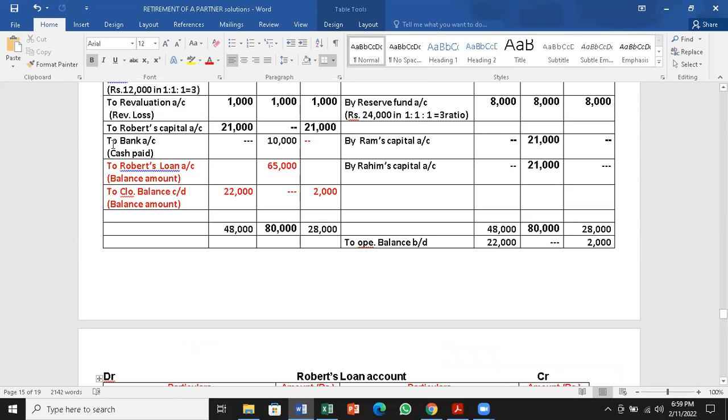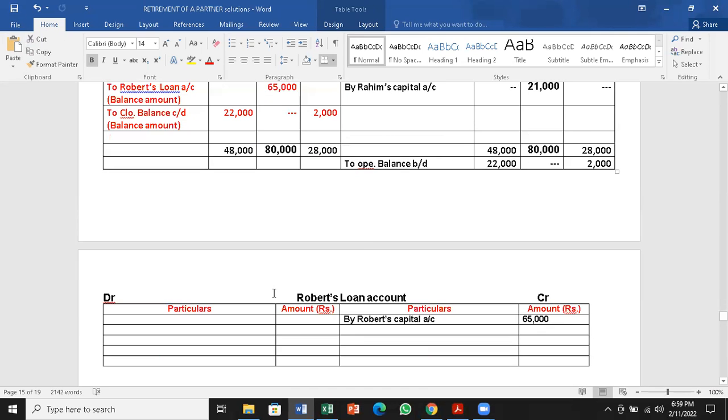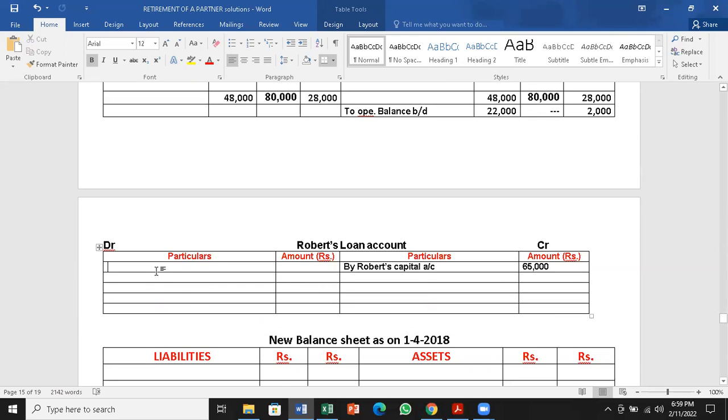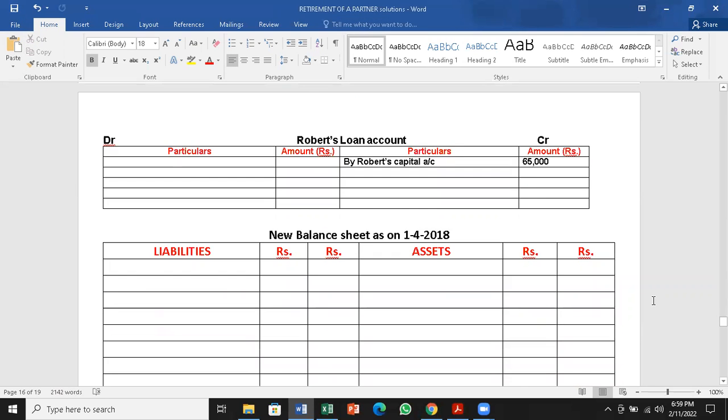Here in this bank balance, we have paid 10,000 rupees to the retiring partner. If it is transferred to loan, then it is paid, it will come here in the debit side. Here it is going to come as to bank account. You have to be very careful about that one.